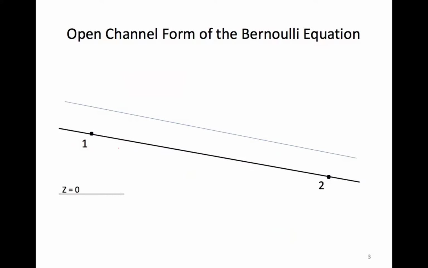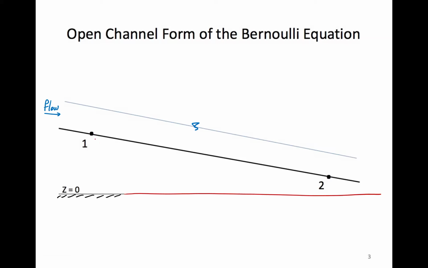Now we can change our perspective a little bit. Now that we're focused on open channel flow, we can look at things a little bit differently. So let's do that. We have the exact same setup, flow from left to right, going from 1 to 2. That blue line is the water level. And at section 1, that line is our datum, so I'm going to extend it.